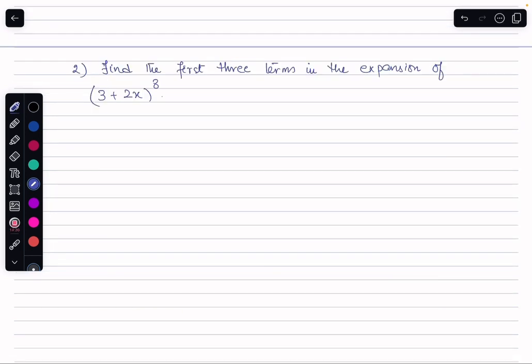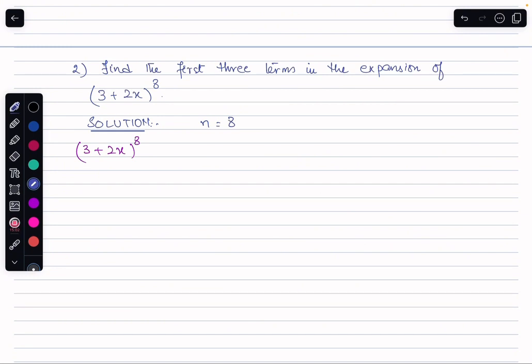So the second question says, find the first 3 terms in the expansion of 3 plus 2x to the power 8 here. So 3 plus 2x to the power 8 here, let's start solving for the expansion, and we can see here that it's 3 plus 2x to the power 8. My n value here is an 8.